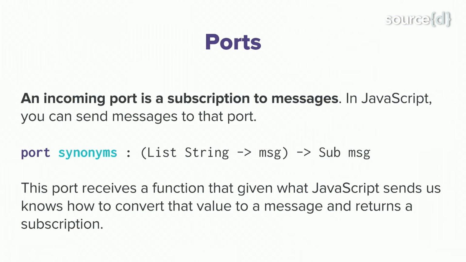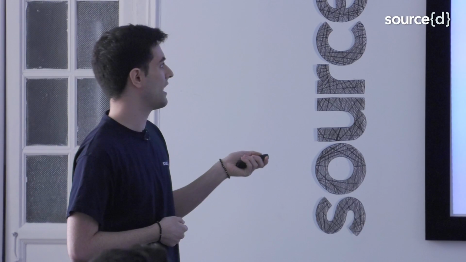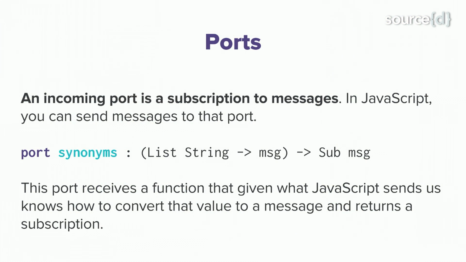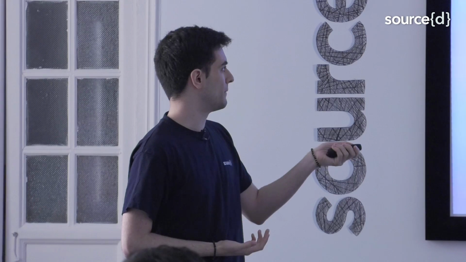And then we have incoming ports, which is a subscription to messages. JavaScript sends messages to this port, and we get them as a subscription. So with this, we have port synonyms. This is how we get the synonyms back from JavaScript. We will receive a list of strings, which is the synonyms received. And we will have to pass it a function that will tell Elm how to go from this list of strings to a message.